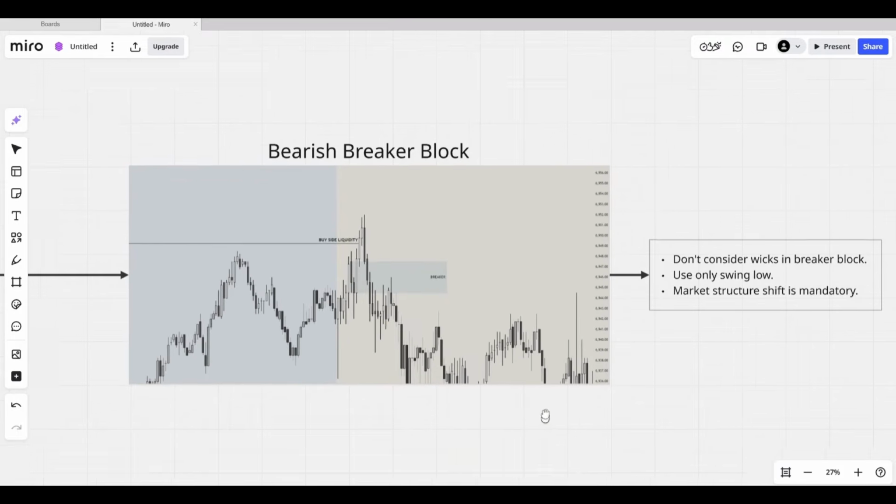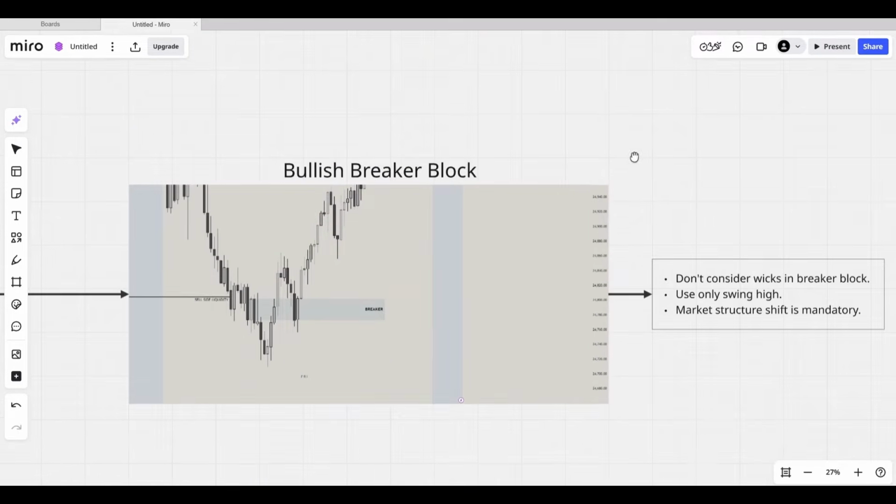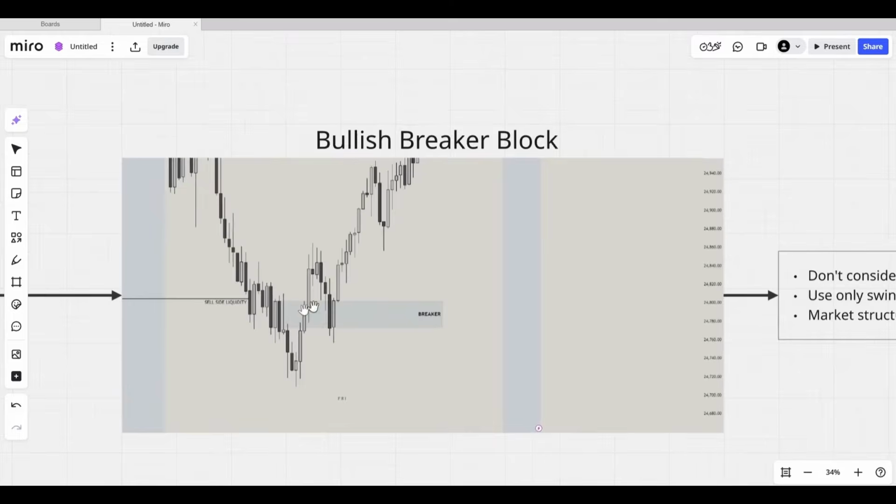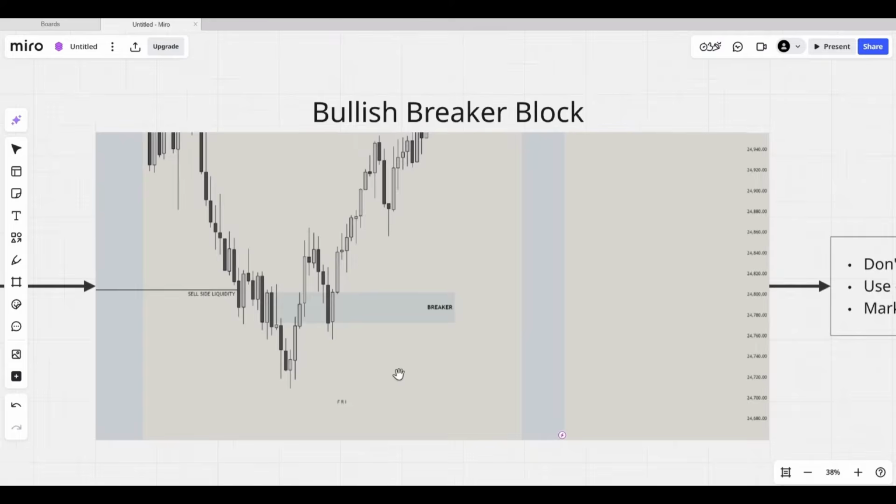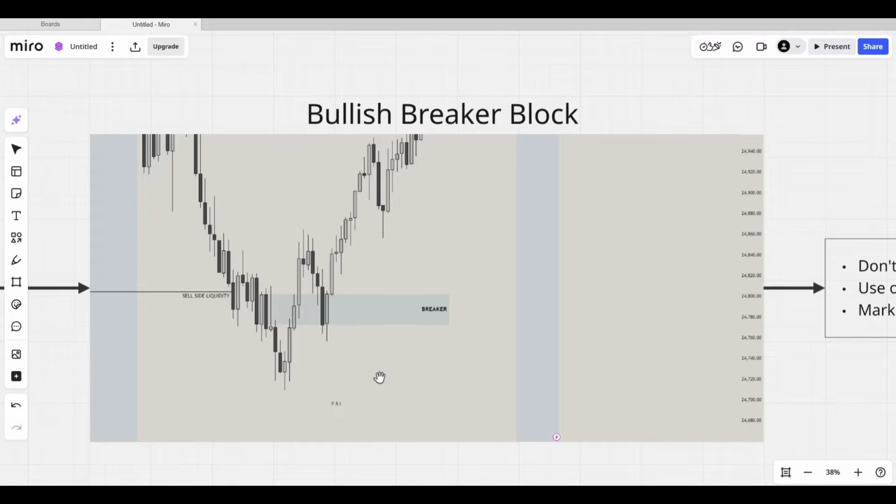Now, let's examine a bullish breaker block. Here, liquidity is swept to the downside, and the high that formed just before the sweep becomes the bullish breaker. As before, focus solely on the candle bodies to define the breaker zone. After the liquidity sweep, price commonly retraces into the breaker before advancing higher toward opposing liquidity.